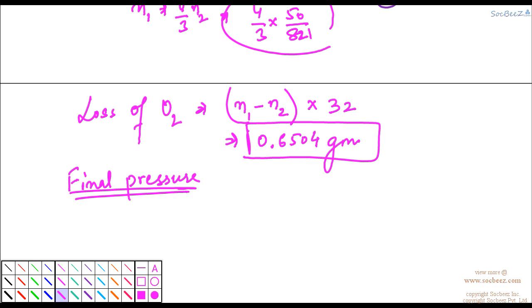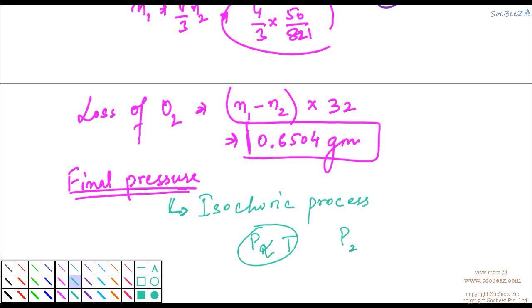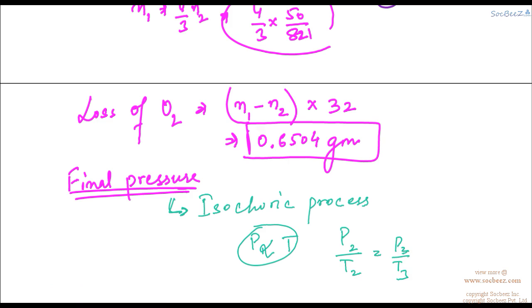Now to find the final pressure, the container with a fixed volume was taken from 400 to 300 degrees Celsius. So basically this process is nothing but saying that volume is fixed. It is basically an isochoric process, as volume is constant. So P is proportional to temperature. So P1 upon T1 is equal to P2 upon T2, or P final upon T final, right?